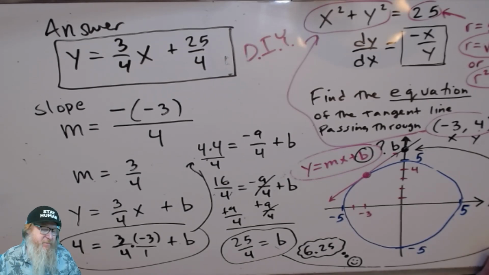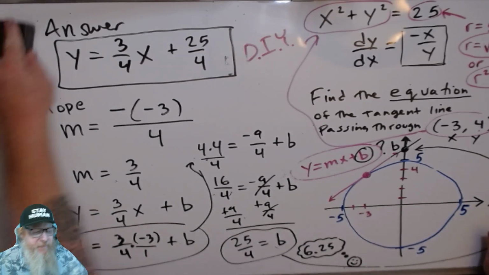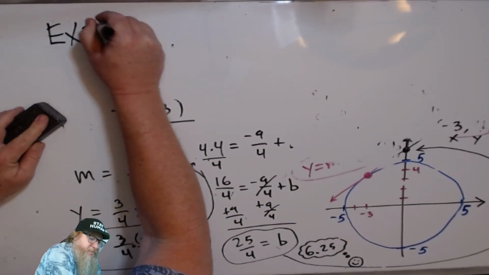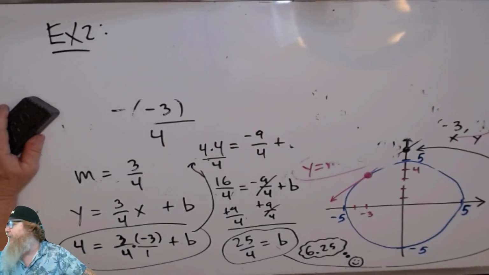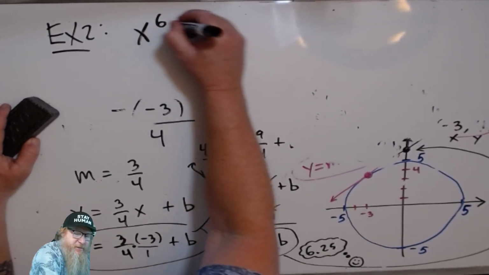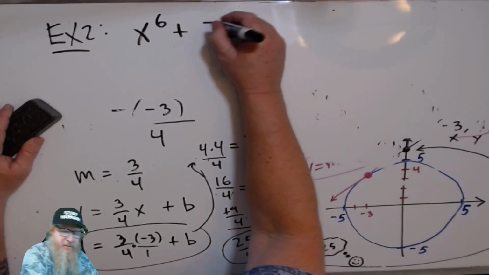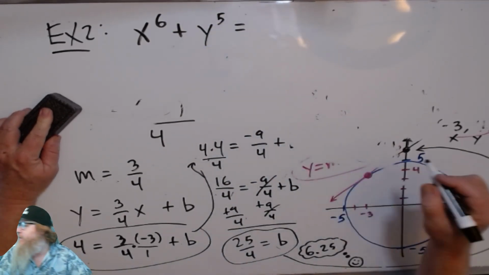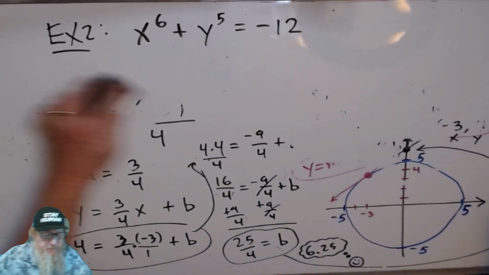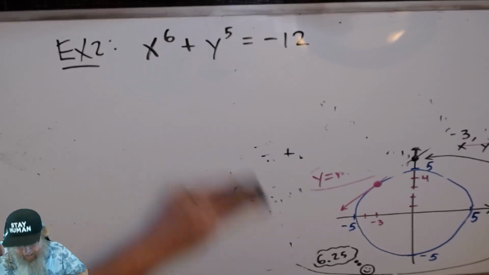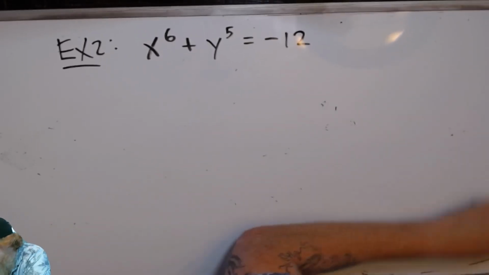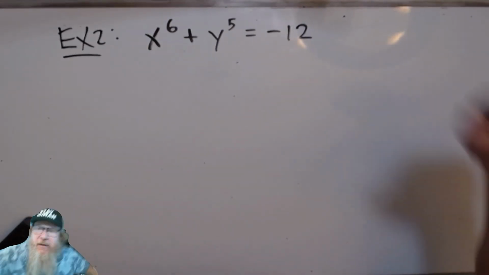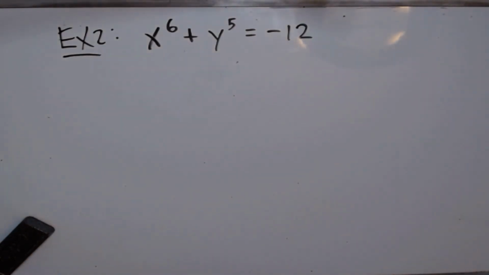Okay. I mean, somebody could make up another example. I'm going to do things that are not circles now. Example 2. Most of these examples are not functions. Some of them actually are functions, but the implicit differentiation just helps us find the derivative a lot easier than trying to rewrite it as a function. It's really just another tool in our toolbox.